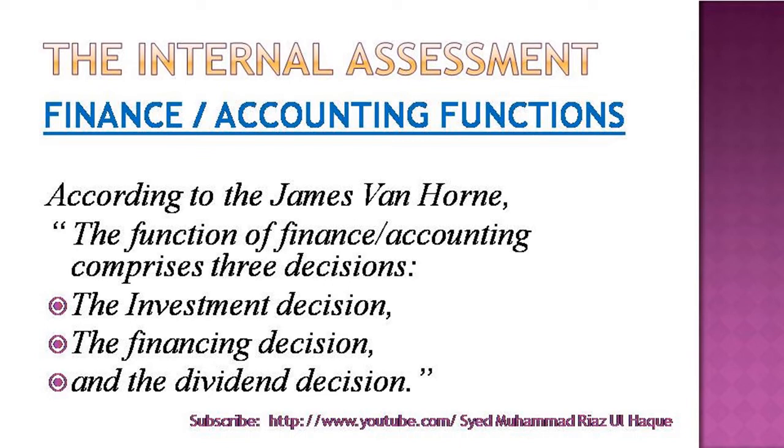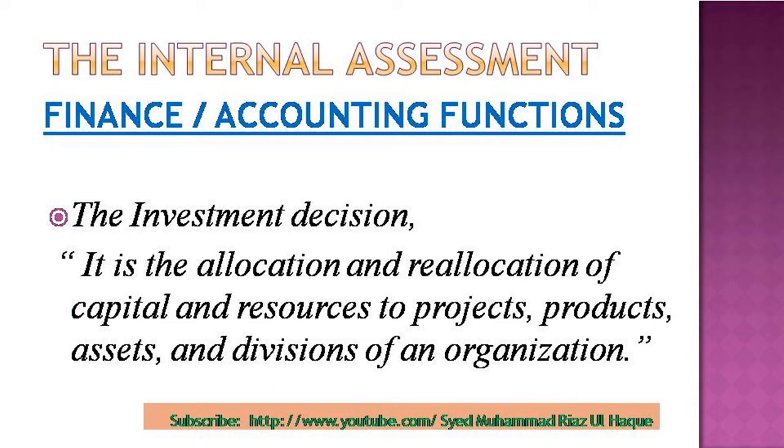According to James, the functions of finance and accounting comprise three decisions: the investment decisions, the financing decisions, and the dividend decisions. Financial ratio analysis is the most widely used method for determining an organization's strengths and weaknesses. Now we talk about the investment decisions.